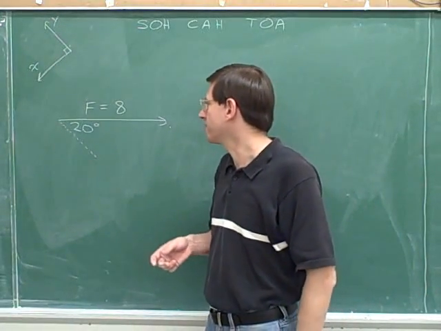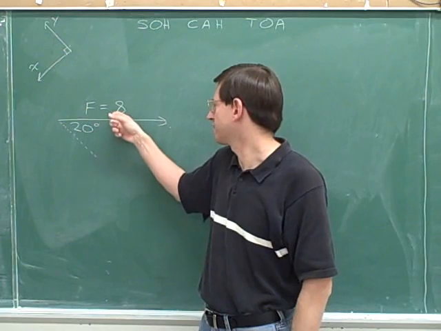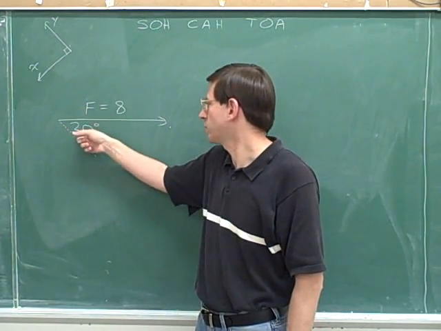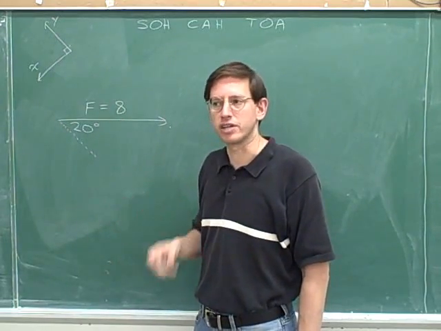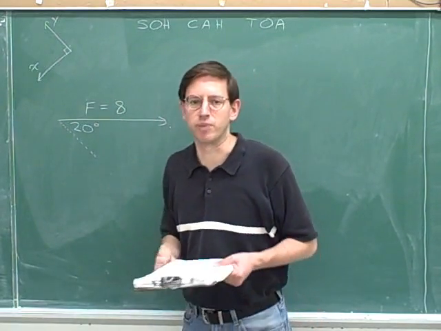Here's another problem. Here we have an overall vector called f, which has a magnitude of 8. We've indicated a 20-degree angle based on this reference line. Please try to break this vector into components.